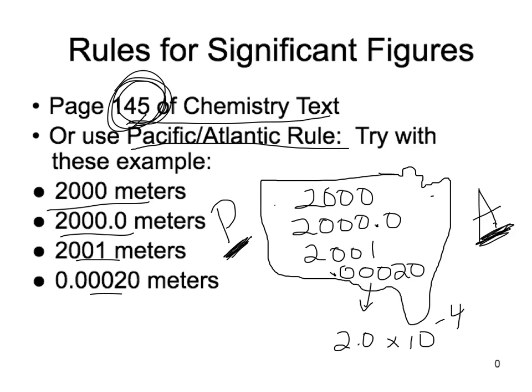2,000. Decimal point is absent. There's no decimal point. I'm going to start on this side of the number, go to the first non-zero number and count from there. 1. This number has 1 SigFig.